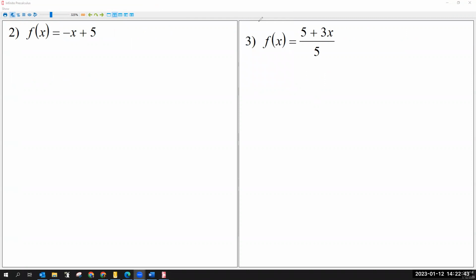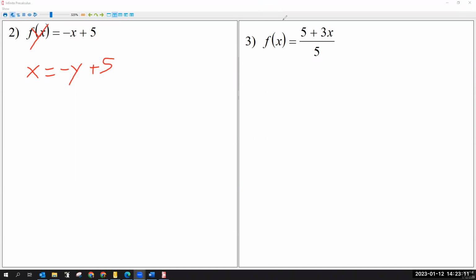Number 2, y equals, switch our x and y, so I get x equals -y plus 5. Now I started to make the mistake of moving the negative over there. I'm not moving the negative, I'm just switching the x and y. So that negative in front of the x stays there. I'm just switching the x and y, so that y becomes the negative.